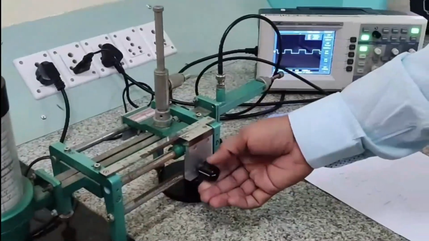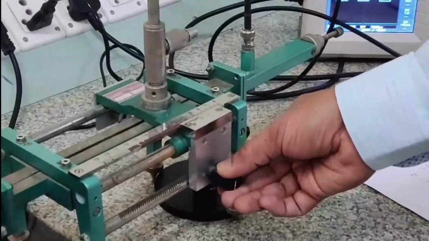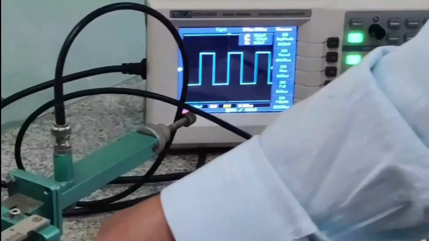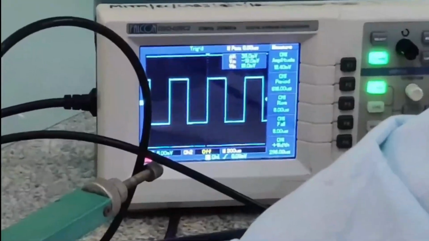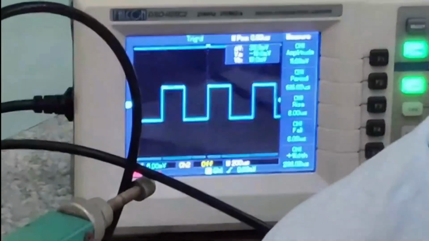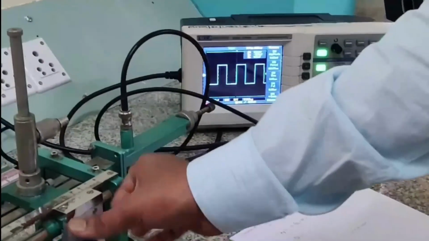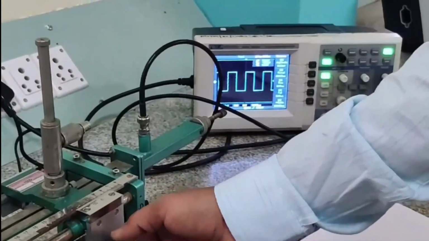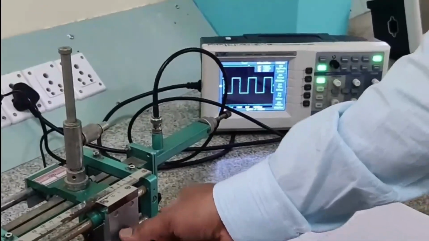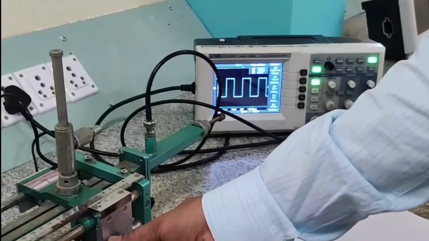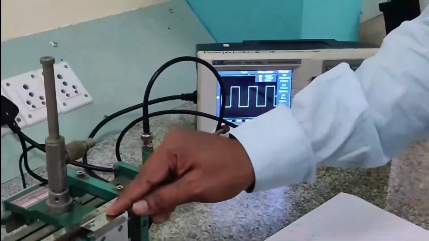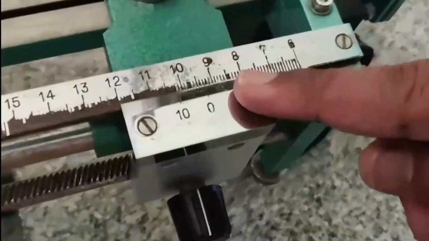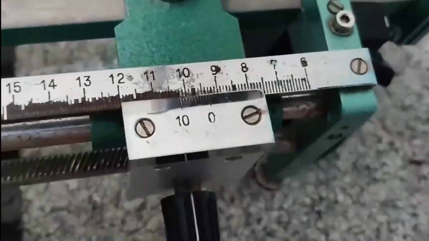Now we will move this vernier caliper in this direction, and you can observe in the waveform that the amplitude level is increasing. At a certain point it starts dipping again. Before it starts dipping, we have a maximum value. This is our maximum value. Let me show it to you again. Okay, this is your maximum value. At this point we need to take the reading of the vernier caliper, which is around 9.34 centimeters. That is your D1.